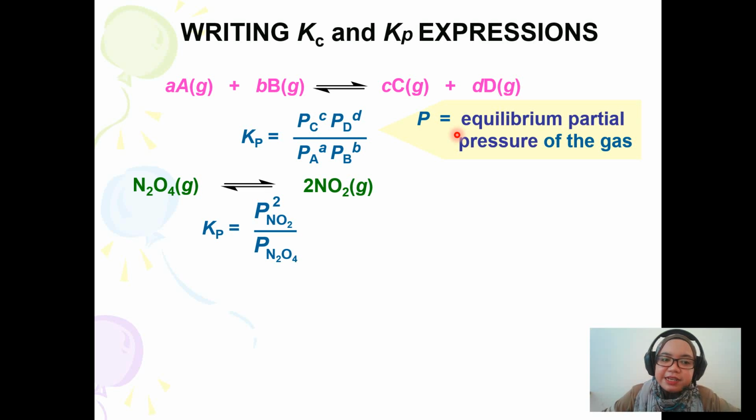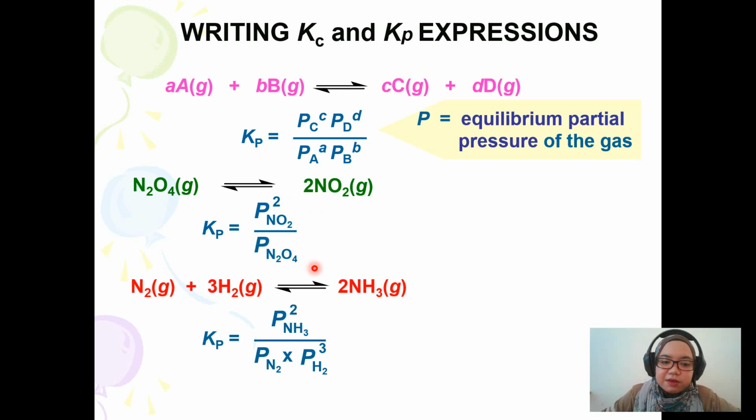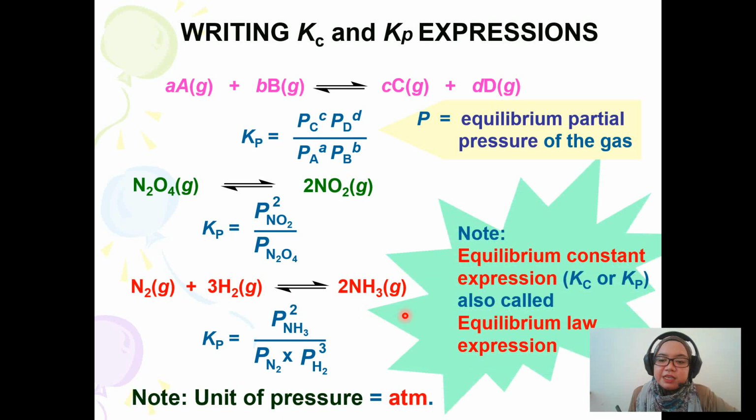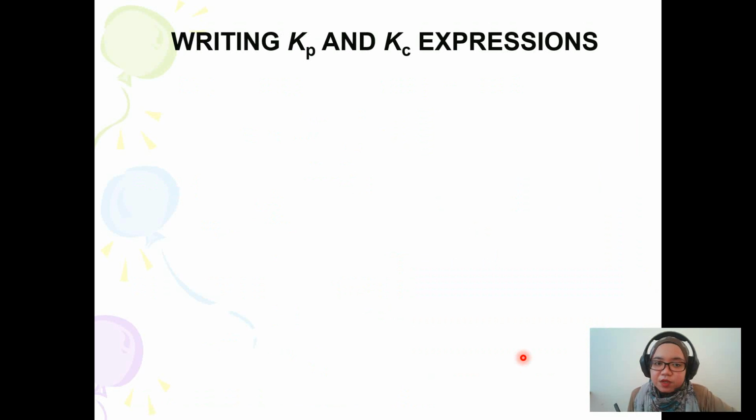For example, here we got dinitrogen tetroxide decomposed into 2 moles of nitrogen dioxide. The Kp expression for this reaction is the partial pressure of nitrogen dioxide squared divided by the partial pressure of dinitrogen tetroxide. Same goes to this one: the partial pressure of ammonia squared divided by the partial pressure of nitrogen gas times the partial pressure of hydrogen gas cubed. Note that the equilibrium constant expressions Kc or Kp are also called equilibrium law expressions. And usually the unit of pressure used for this is atm.